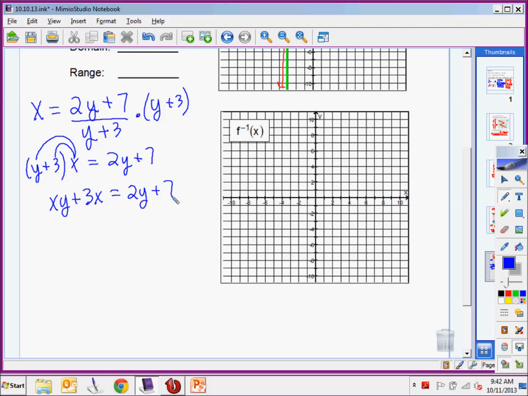All right, I almost have them all by themselves. Now what do I do? Subtract 7 from this side. What am I going to subtract from this side? xy, right? Because it has a y on it, so it needs to move to that side. All right, so now I have 3x minus 7 equals 2y minus xy.